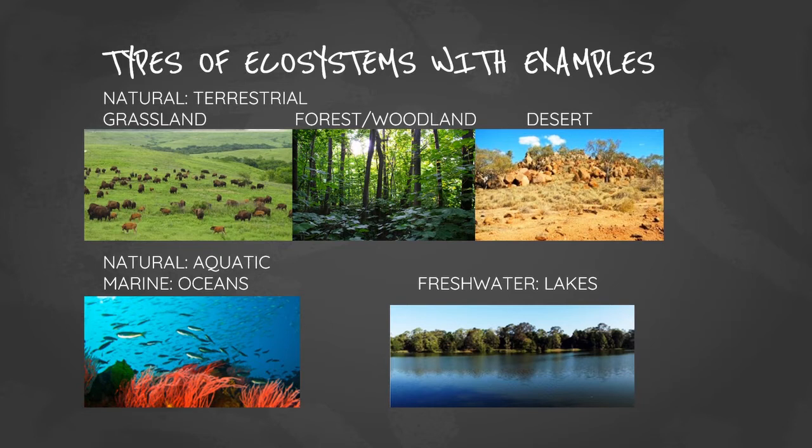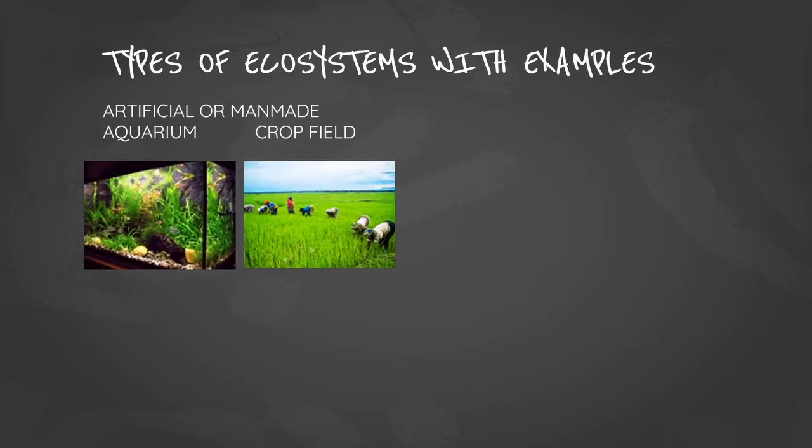Artificial simply meaning man-made. So under natural it may be terrestrial meaning on land or aquatic meaning related to a water body. Examples of terrestrial natural ecosystems: grasslands, forests or woodlands, and deserts. Examples of natural aquatic ecosystems include oceans and lakes. And as we said, artificial or man-made ecosystems, we have aquarium or a crop field.